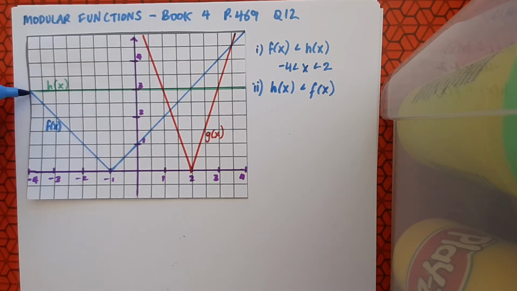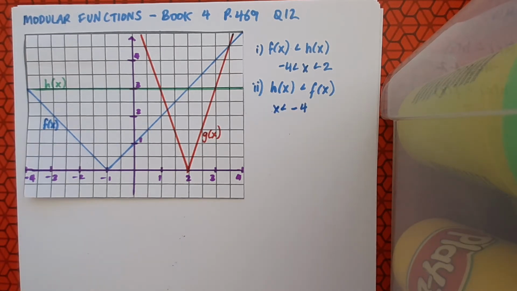Once the blue function passes over the green function h of x, then h of x is going to be underneath f of x. So if I go out past that minus 4, I'm going to find that h of x is below f of x. So part of the solution for this is that x is less than minus 4. So when we go below minus 4 on the x value, the green function is below the blue function.